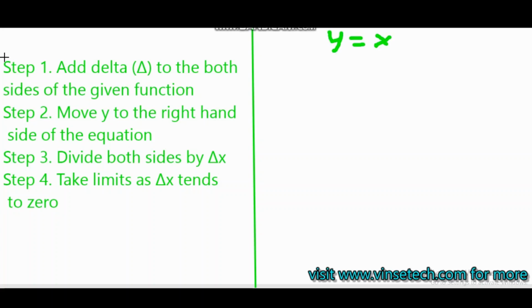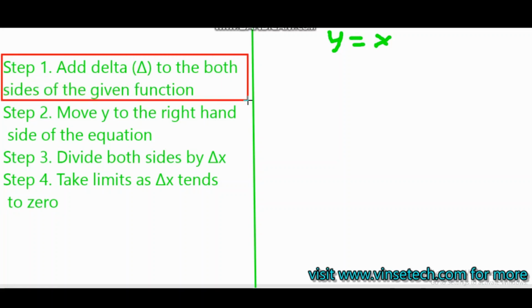Looking at this question, the first thing you have to do is look at the steps. Step 1, you add delta y to both sides of the given equation. So adding delta to both sides, we have y plus change in y. Then on the right hand side, you have x plus change in x.